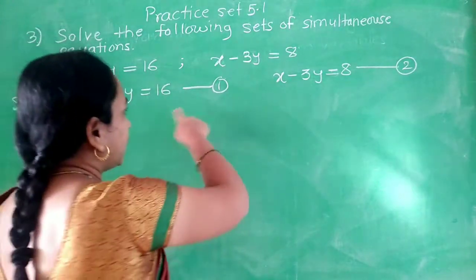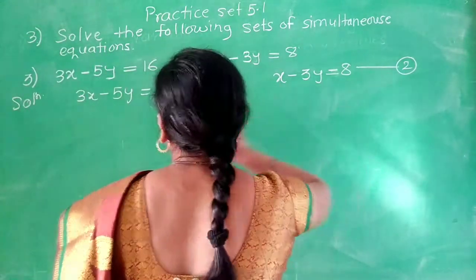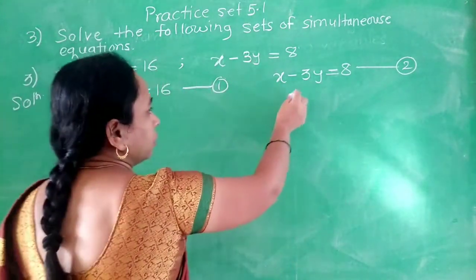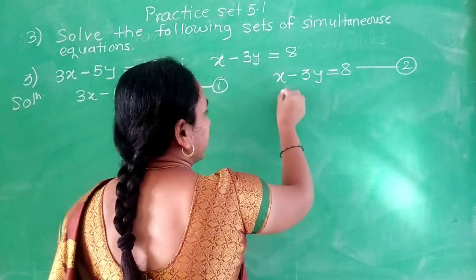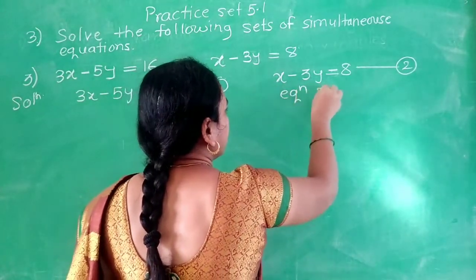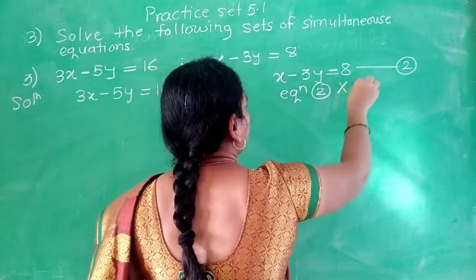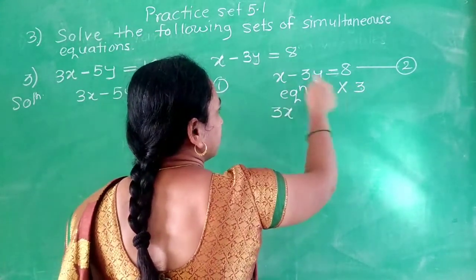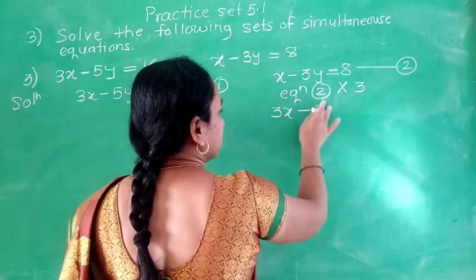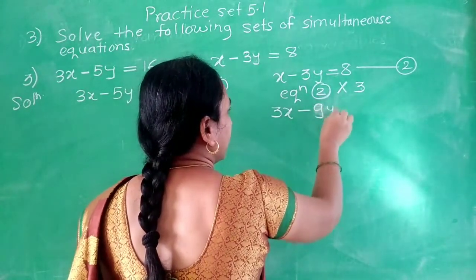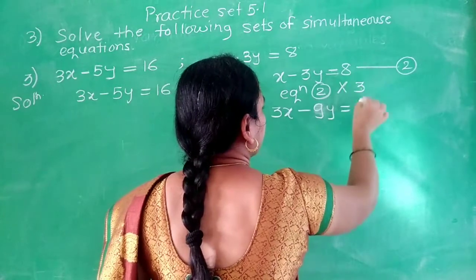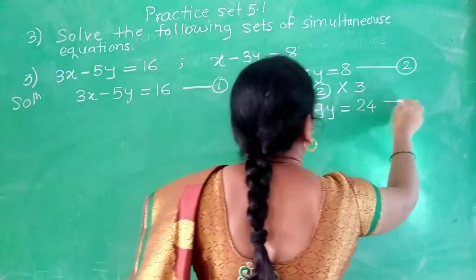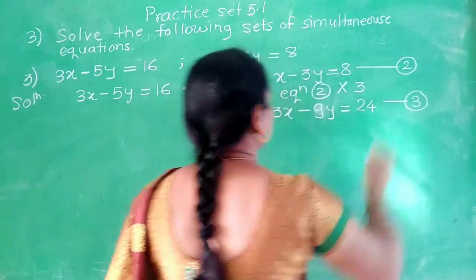So to equalize it, this equation I have to multiply by 3. Then and only then will I get 3x here. So equation 2 I will multiply by 3. If you multiply, then you will get 3x here, 9y, and 8 threes are 24, and this is my third equation.